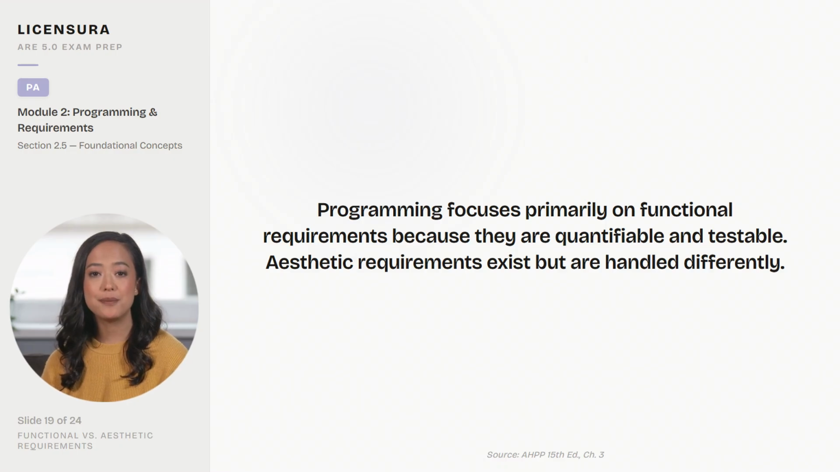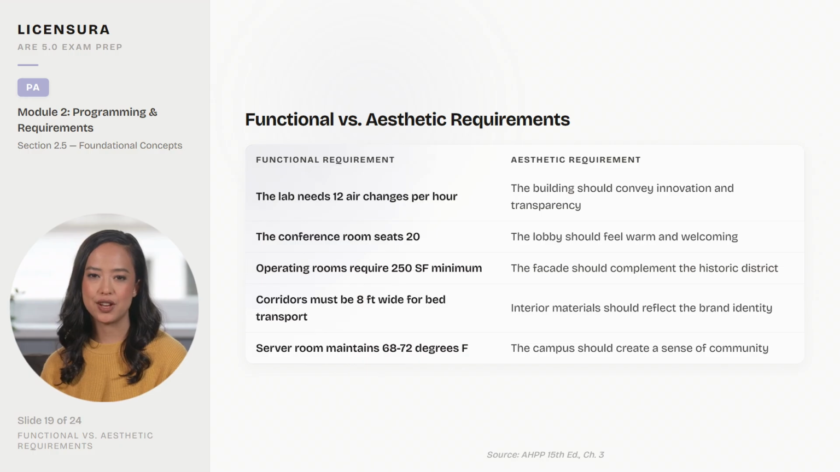The exam loves this distinction. Programming focuses primarily on functional requirements because they are quantifiable and testable. Aesthetic requirements exist but are handled differently. Understanding this distinction is critical for the ARE. The functional versus aesthetic requirements comparison on screen clarifies a critical programming distinction.